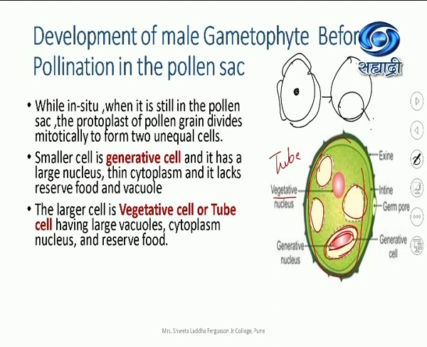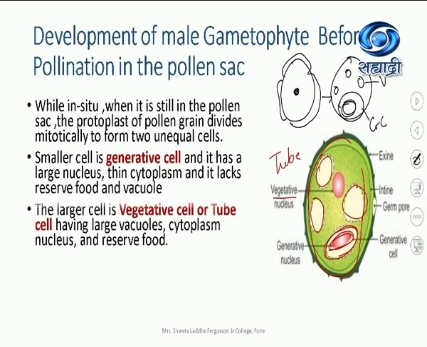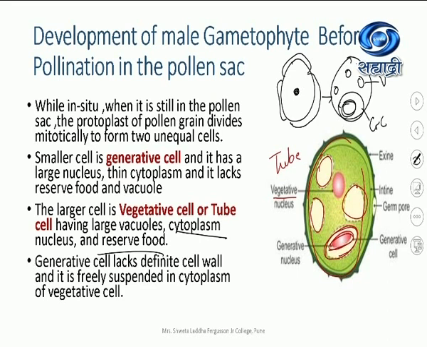One gives rise to a smaller cell and the other is the larger cell. What is the smaller cell called as? The generative cell. What is the larger cell called as? Vegetative or tube cell. And vegetative or tube cell consists of a smaller nucleus, but the generative cell consists of a larger nucleus. Vegetative cell has lot of vacuoles. 2-cell stage is formed. The larger cell, as we know, vegetative cell or tube cell, having large vacuoles, lot of cytoplasm and lot of reserve food.